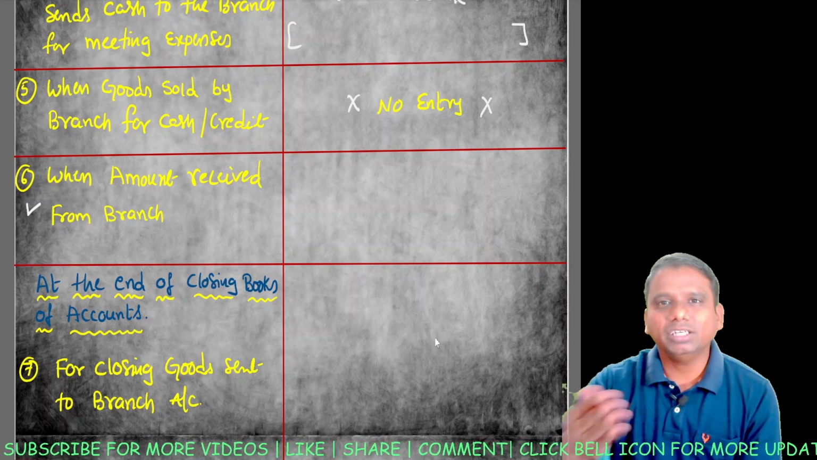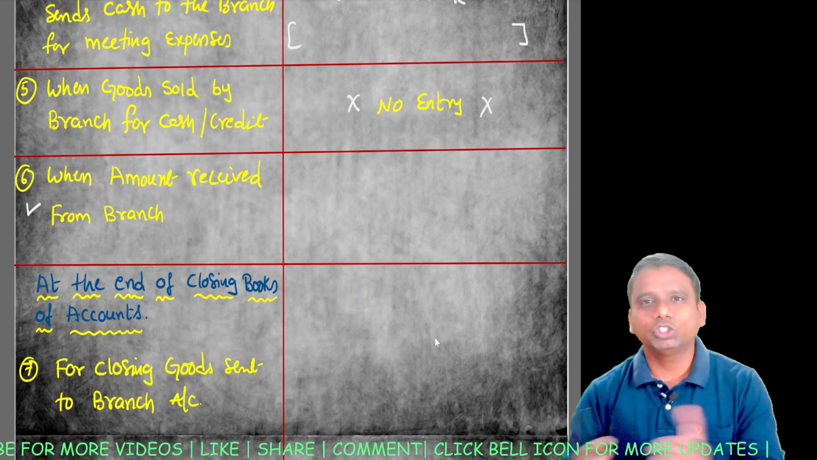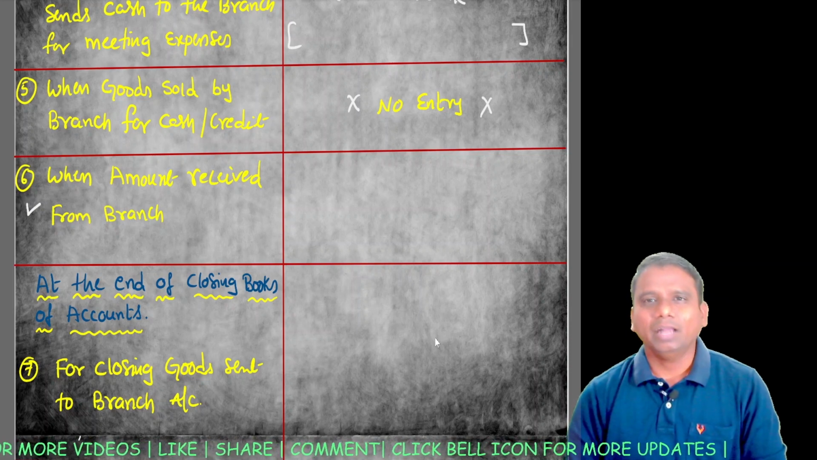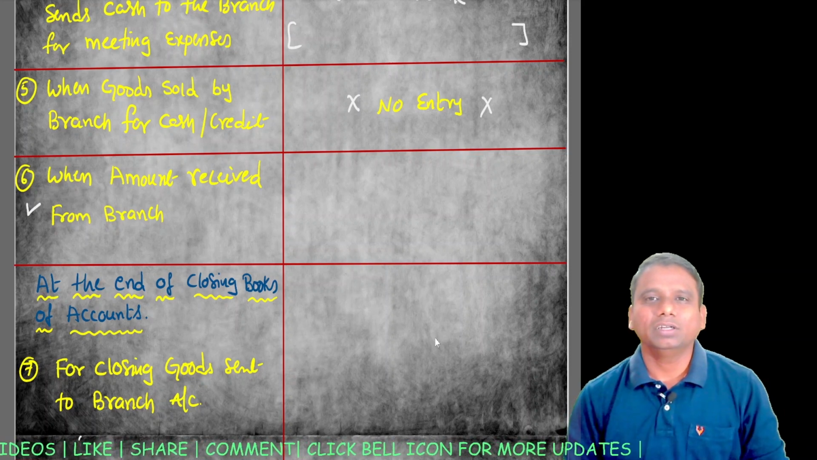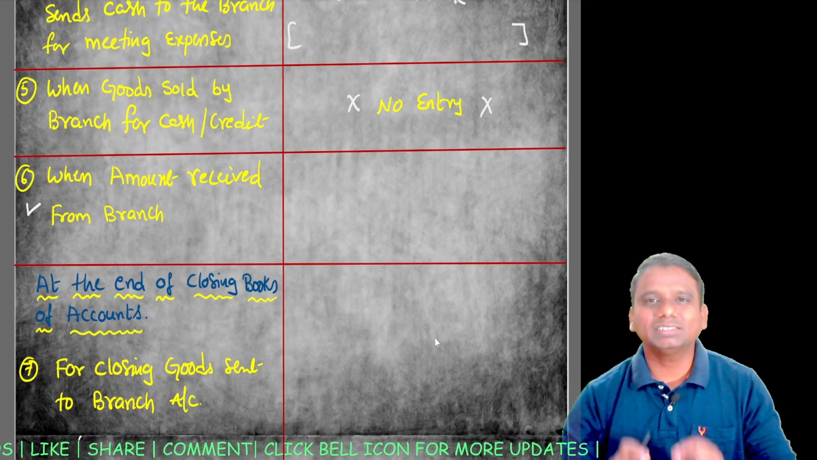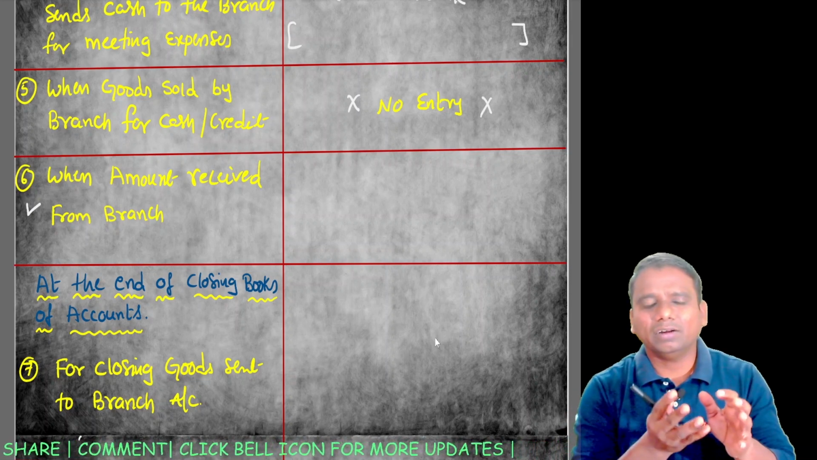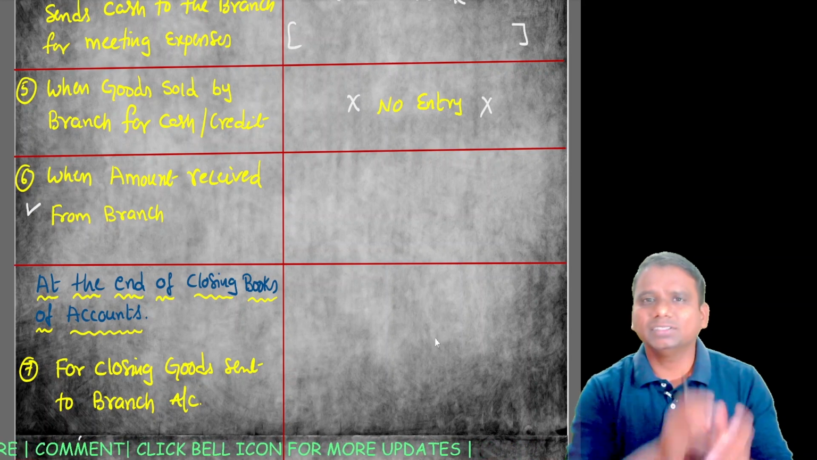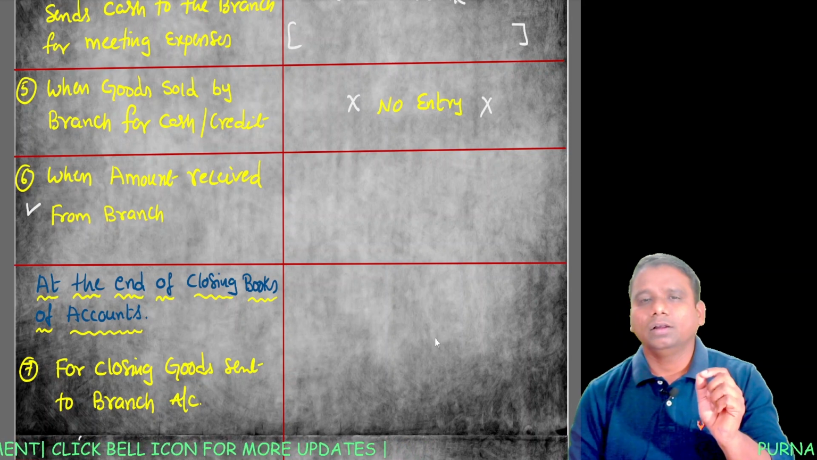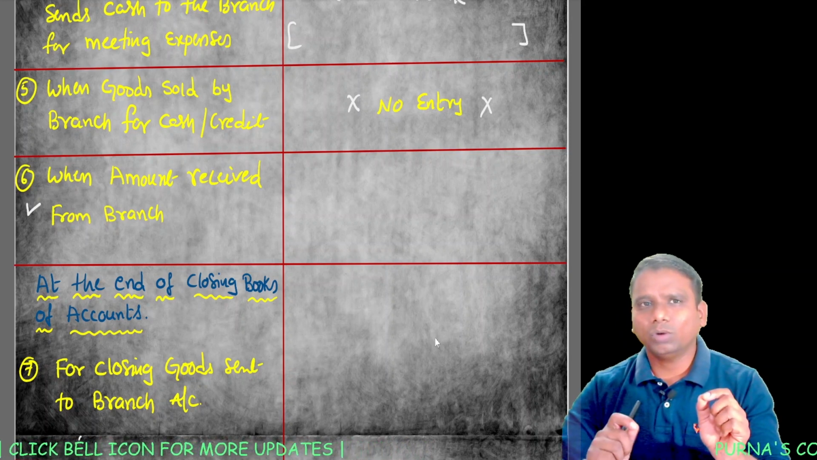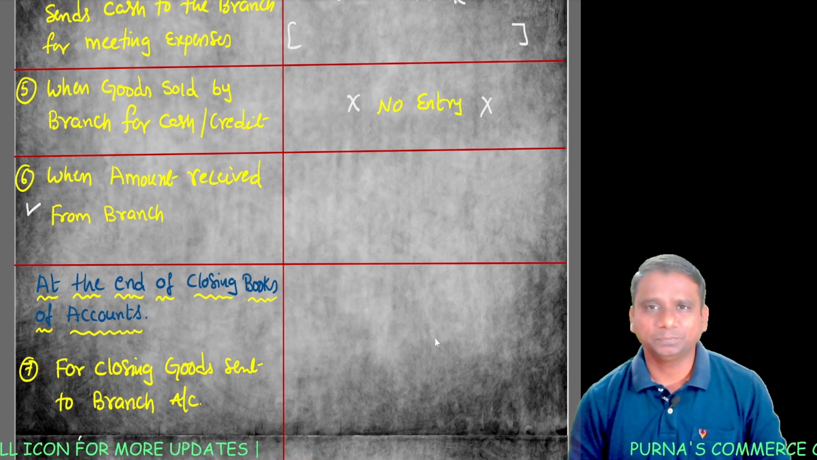Okay, after introduction of banks, money can be transferred from branch to head office directly. And nowadays it is very easy for us to transfer money from branch to head office. Instantly we can transfer money. In earlier days, even when there was a banking system, we did not have the system we have now.